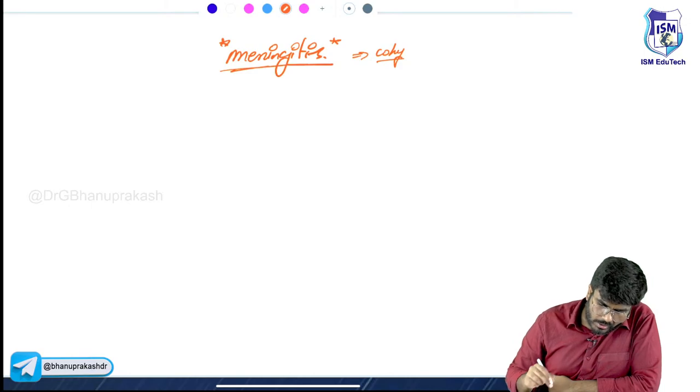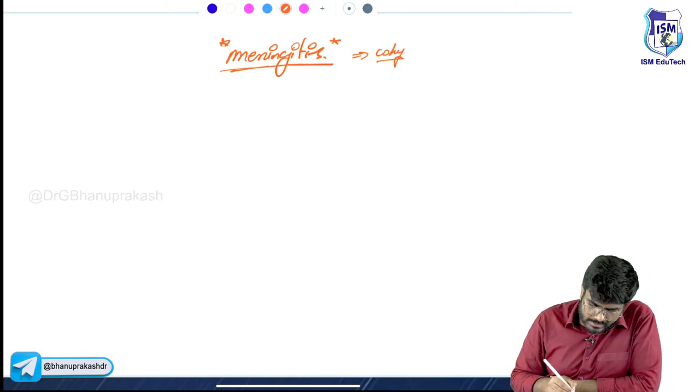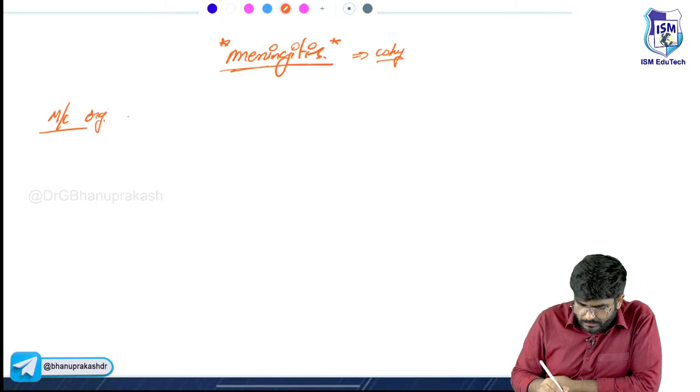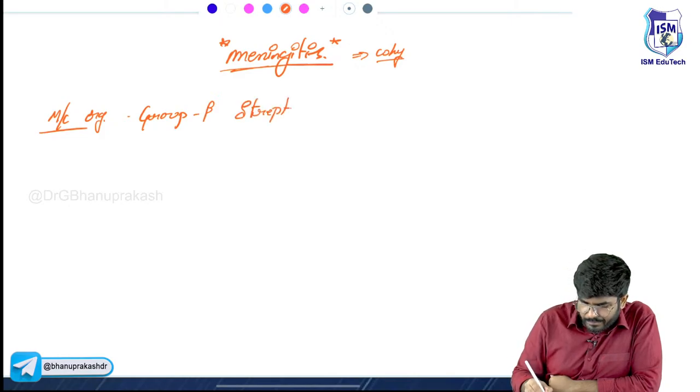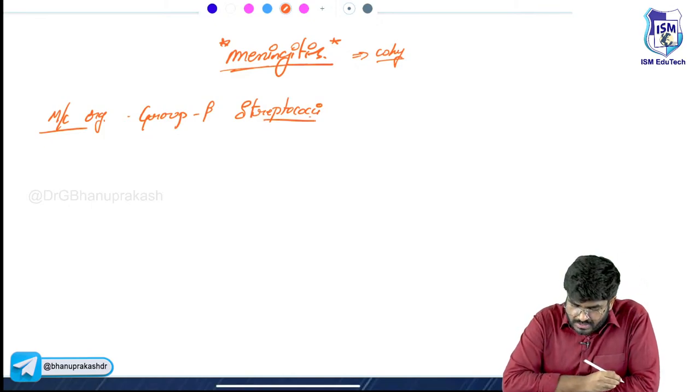So what are the most common organisms? The most common organisms are going to be group B streptococci. Group B streptococcus is one of the most common organisms causing meningitis.